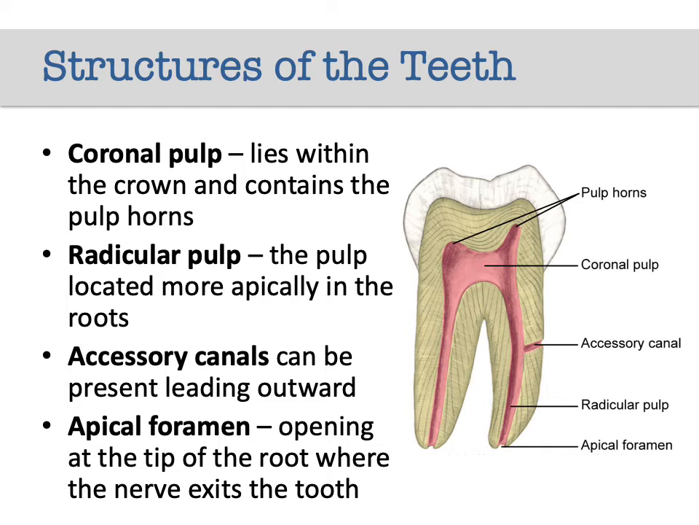An accessory canal can be present. It's not always present, but it can be, and it leads outward. You can see on the diagram there's a small accessory canal kind of coming off of one of the main canals of this tooth. And again, the apical foramen is the opening at the tip of the root where the nerve enters and exits the tooth.